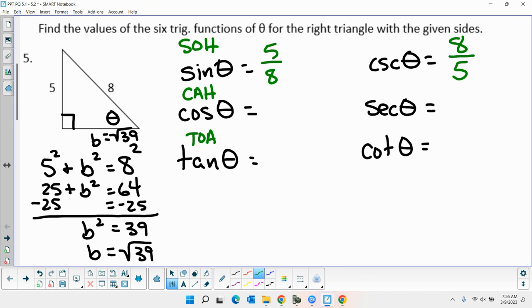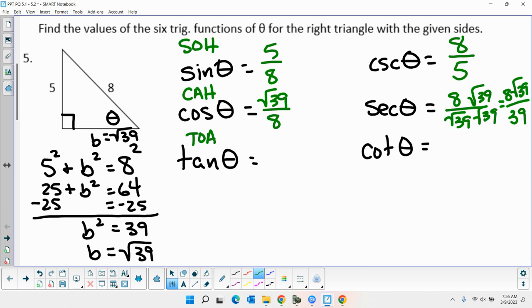Cosine is adjacent, radical 39 over hypotenuse 8. This would be 8 over radical 39. But I got to rationalize, right? So it's 8 radical 39 over 39. When we're done, simplify. Tangent, 5 opposite over radical 39 adjacent.